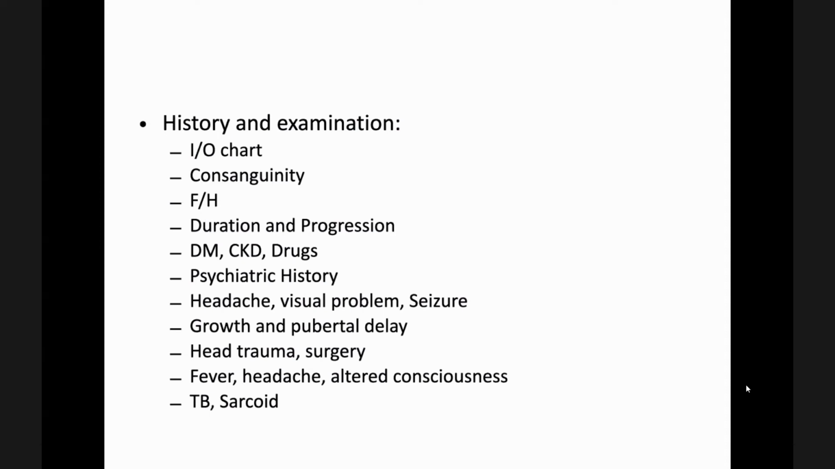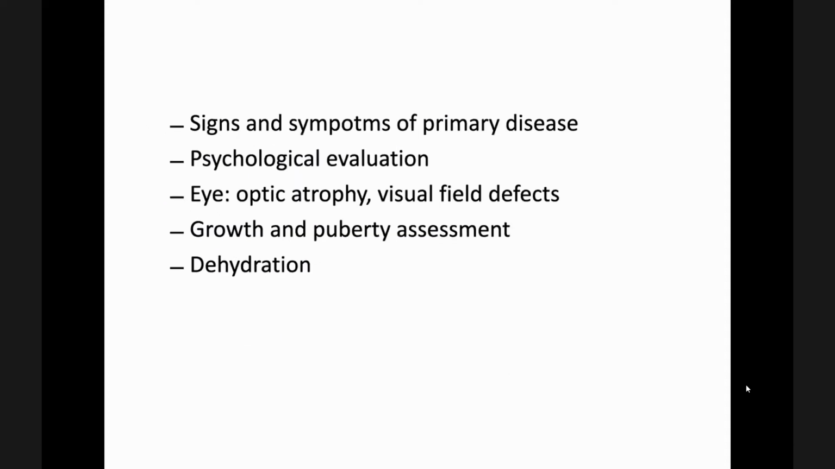Whether there are any features of mass effects like headache, visual problems, seizures, any features of other hormonal deficiency like growth and puberty delay, any history of head trauma, surgery, fever, headache, and altered consciousness to suspect any infections, and tuberculosis, sarcoidosis history to see other granulomatous or infiltrative disease history. Signs and symptoms of primary disease itself: psychological evaluation, optic atrophy, visual field defects, growth and puberty assessment, and dehydration. These are the things that we need to examine in a case of diabetes insipidus.